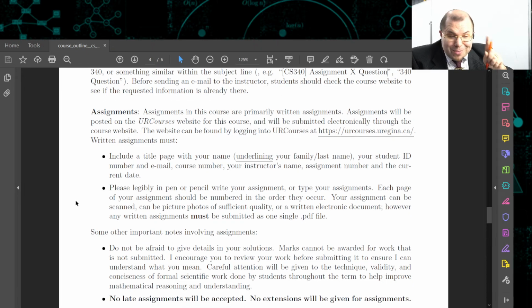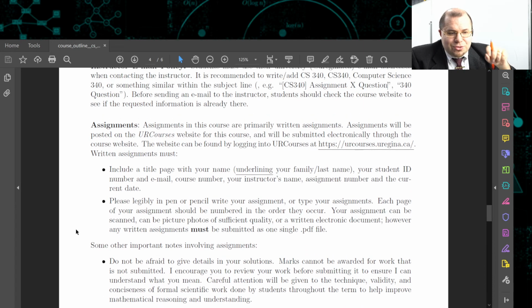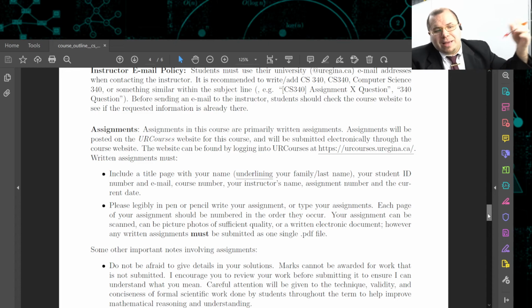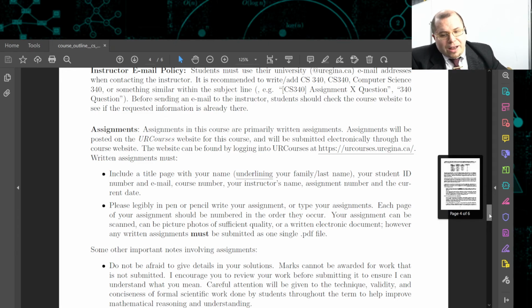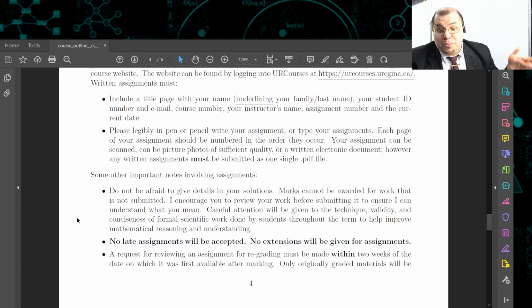But the one thing I will not be flexible about really is the deadlines, because there's going to be scheduled deadlines for each of these assignments. So I'll make certain assignments available, and then I'll give them a clear deadline. I do not have a late assignment policy, so no late assignments will be accepted. However, I must point out one thing.